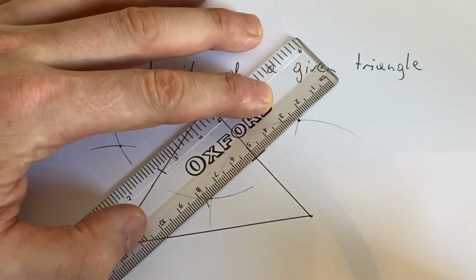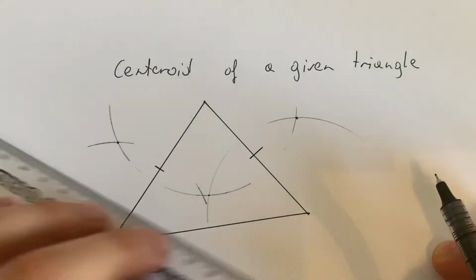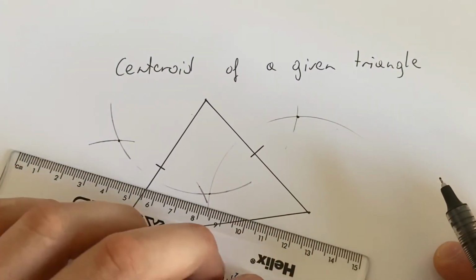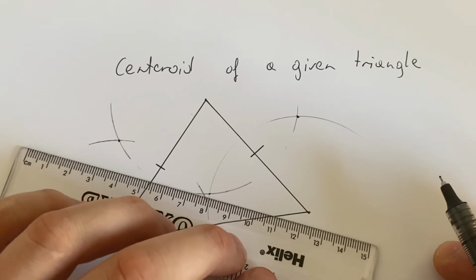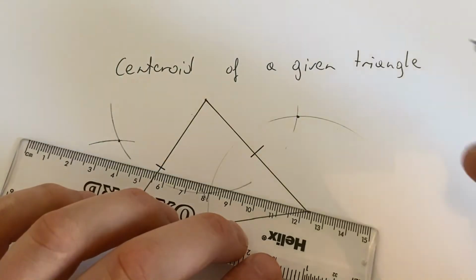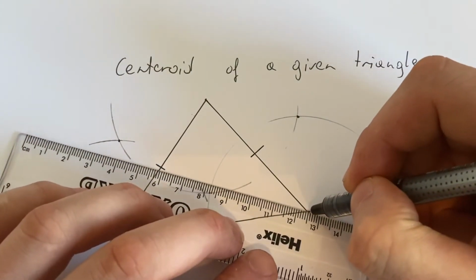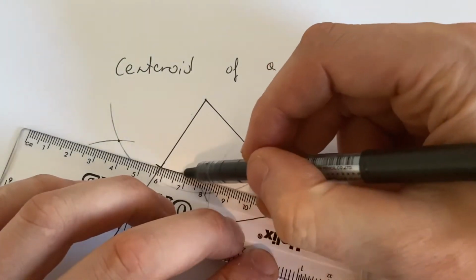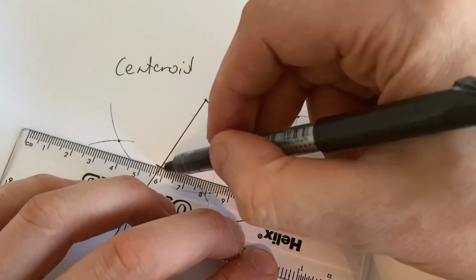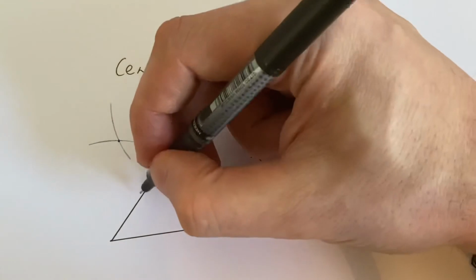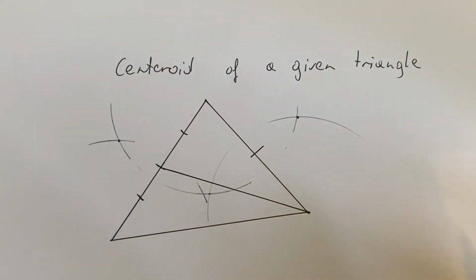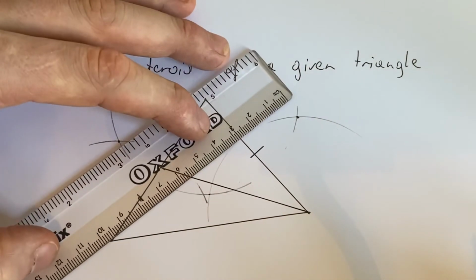So now I have two midpoints, and I can draw a line connecting a vertex of the triangle with the midpoint of the opposite side. The name for this line is median. So this line is called a median of the triangle. You can see that those two sides are of the same length. And I can do the same thing for this vertex and this midpoint.